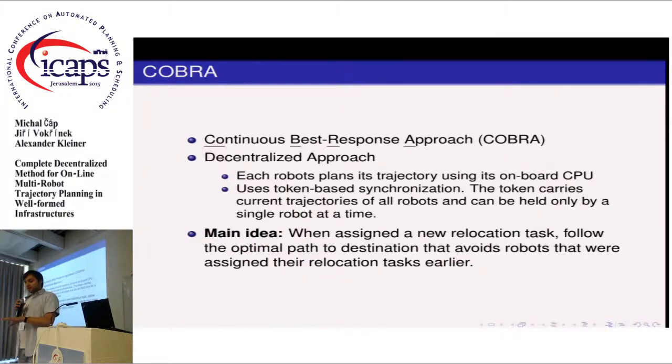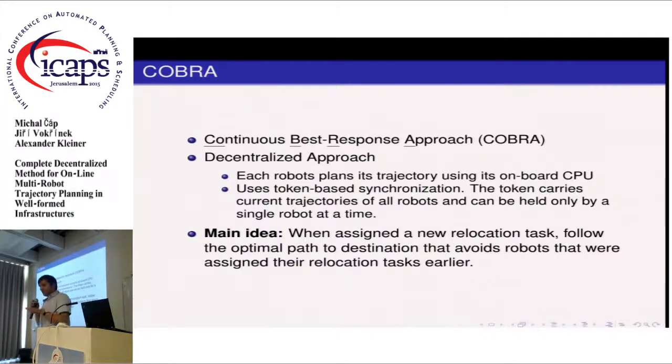To coordinate the computation, we use a token-based synchronization. That means that we have a shared memory with synchronized access. Here it's just a message that the robots pass from one to another. And in this token, we store the current trajectory of each robot. So basically, the token holds information about what each of the robots is planning to do in the future, what trajectory it is intending to follow.